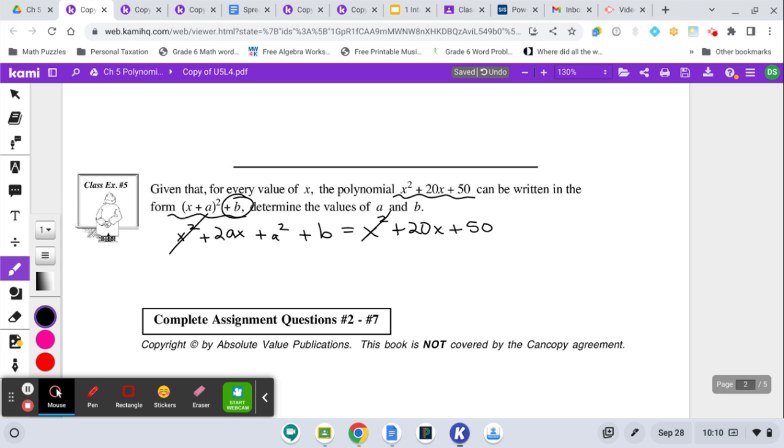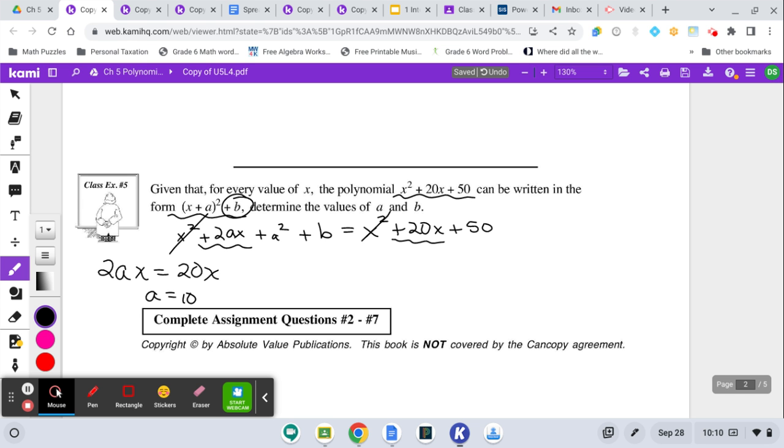Now I know that my x terms on the right have to be the same as the x terms on the left. That's a 2ax. So I know that 2ax has to be the same as 20x. So 2a means 2 times something. What is that thing? Oh. Get it? So a has to be 10 in order for this to become a 20. Yeah.